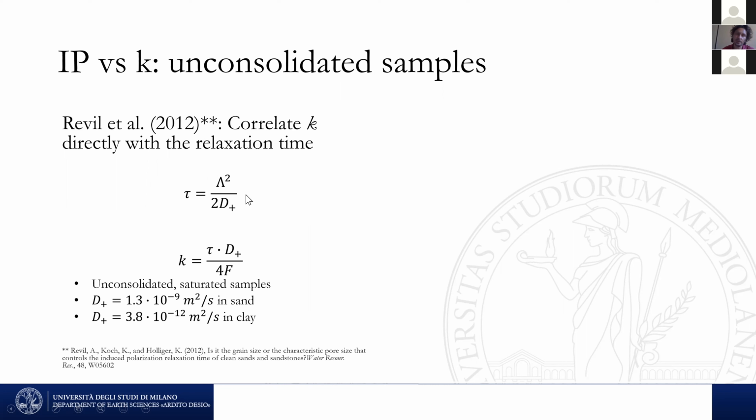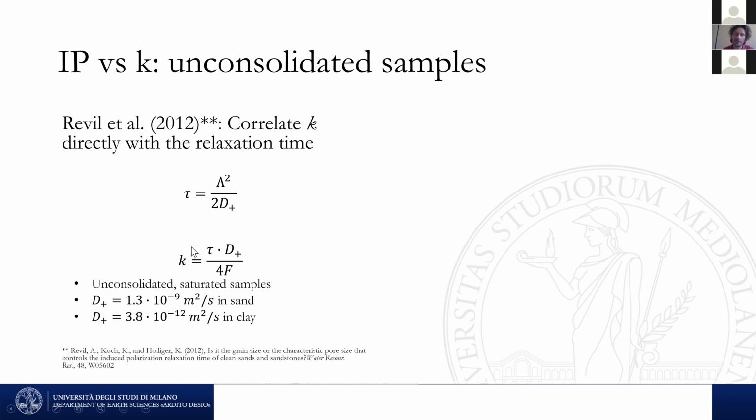the IP phenomenon to the lambda and the diffusion coefficient D+ of the Stern layer. So here, with this approach, what we do is that we can find the permeability through the relaxation time of the IP phenomenon. This D+ is the diffusion coefficient of the ions in the Stern layer. That actually is different for sand and clay, according to Revil. And then here we have again the formation factor. So these are two different approaches, but again, they are approaches that link IP properties to permeability.